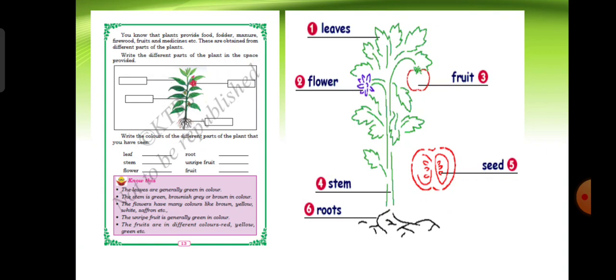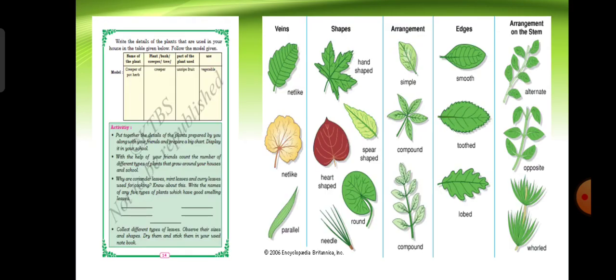The flowers have many colors like brown, yellow, white, saffron, etc. The unripe fruit is generally green in color. The fruits are in different colors: red, yellow and green, etc.